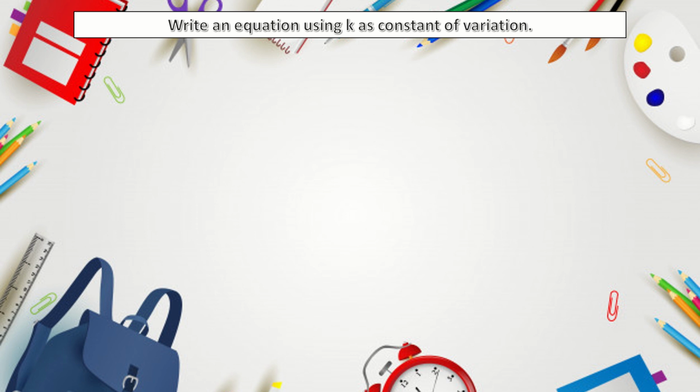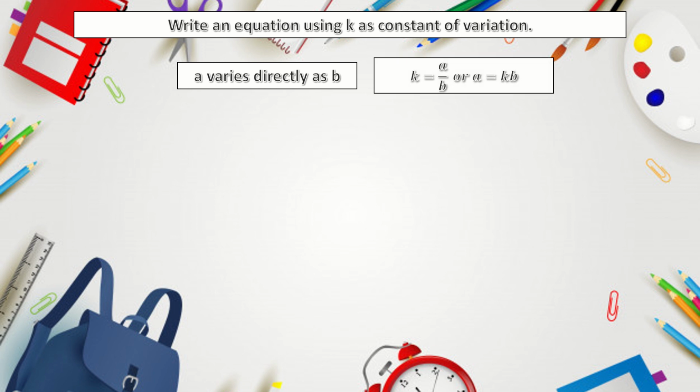Let's have an example. Write an equation using k as constant of variation. A varies directly as b. It will be k is equal to a over b, or if we need to find the value of a, it will be a is equal to k times b. Remember that k is the constant.